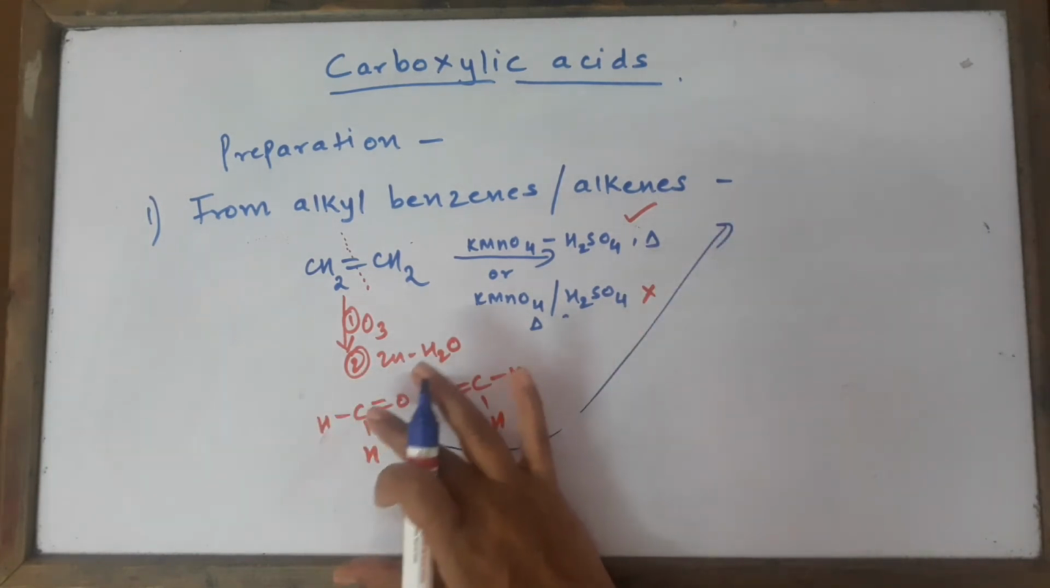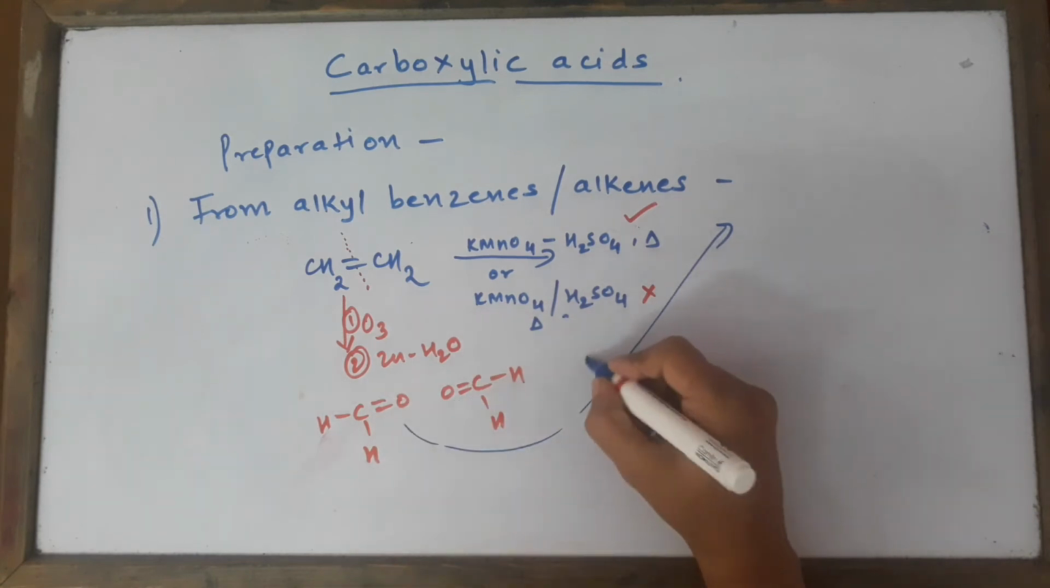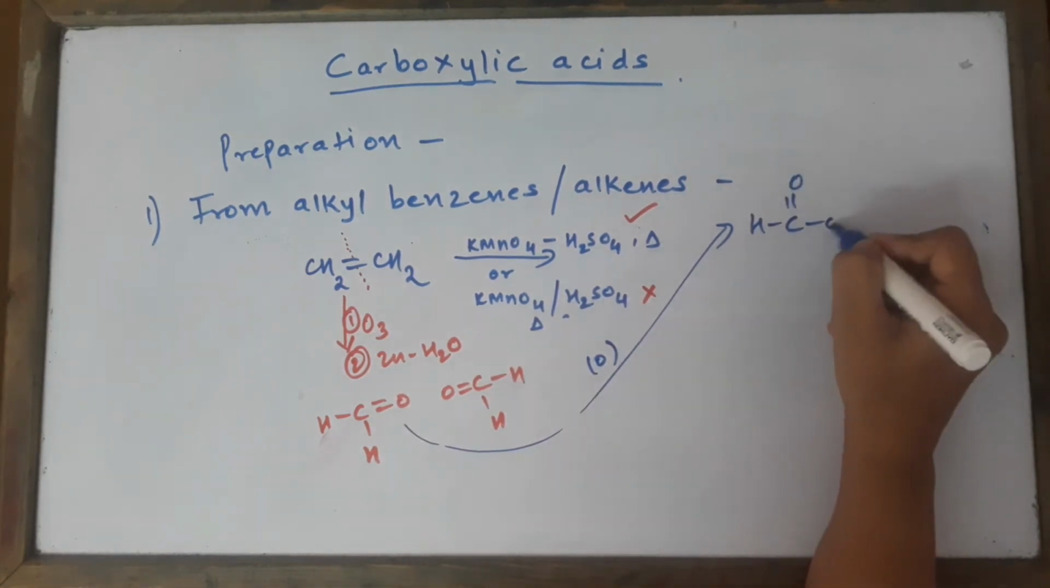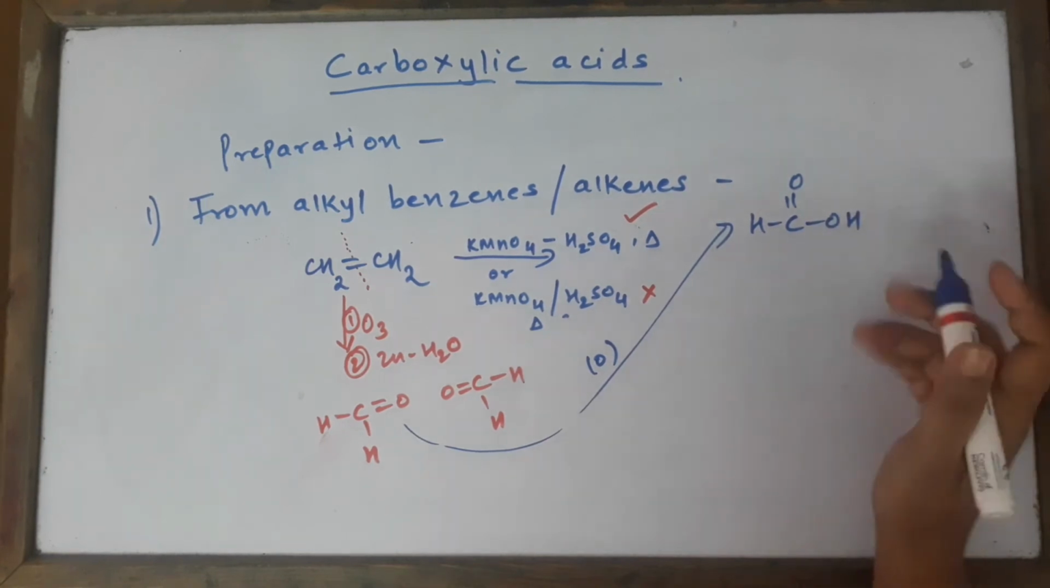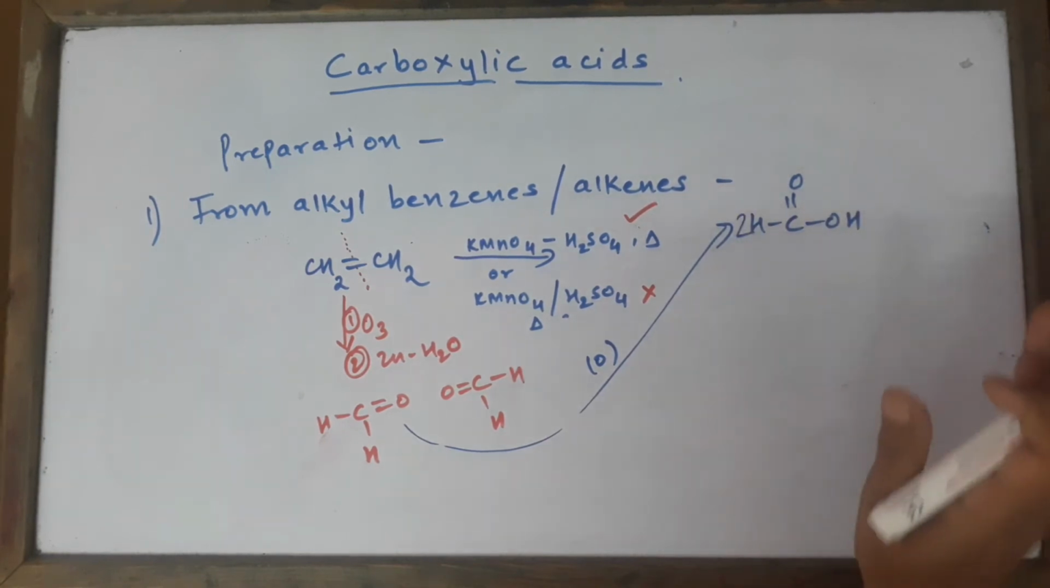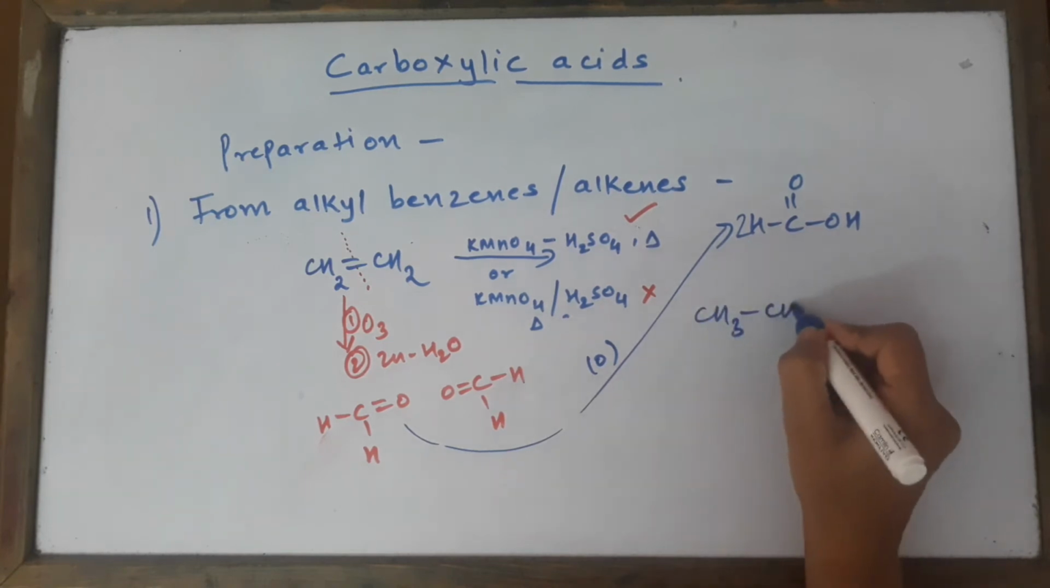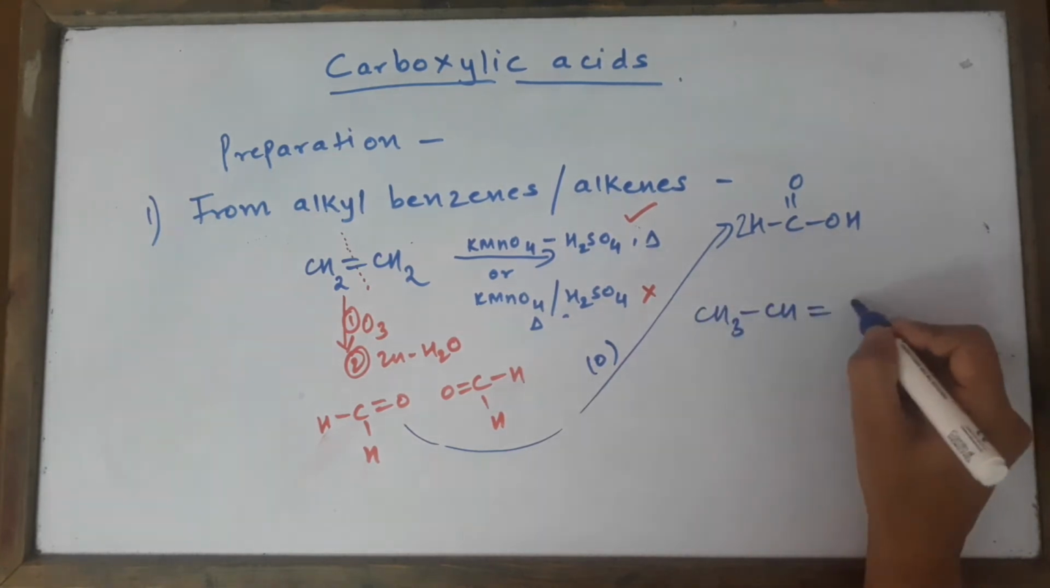What will be the final product of this part coming out? Naturally, when formaldehyde, an aldehyde, is there, what happens to an aldehyde when it gets oxidized? Yes, it gets converted to acid. So we will be getting, frankly speaking, 2 molecules of formic acid in this case. Some more examples will make it extremely clear to you.